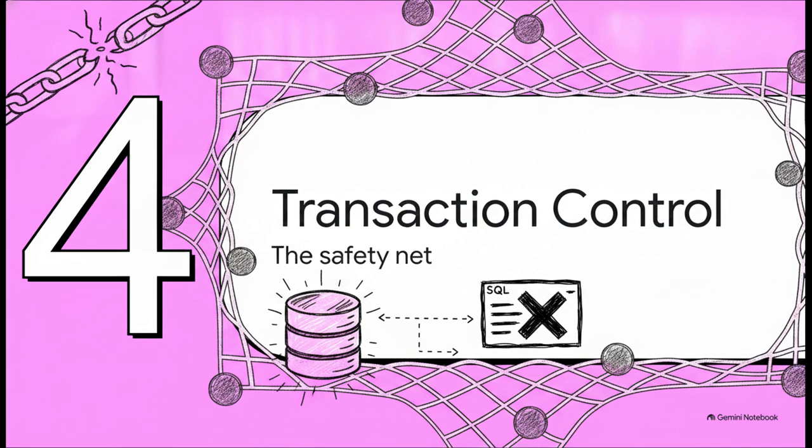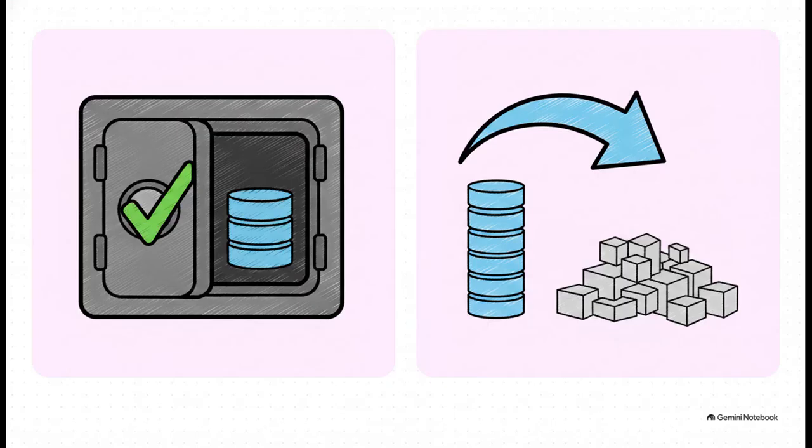Section 4. Transaction control commands, the safety net. So if you happen to make a terrible mistake like that update without a where clause, you desperately need a safety net. Think of these transaction control commands as your absolute best friends in database management.